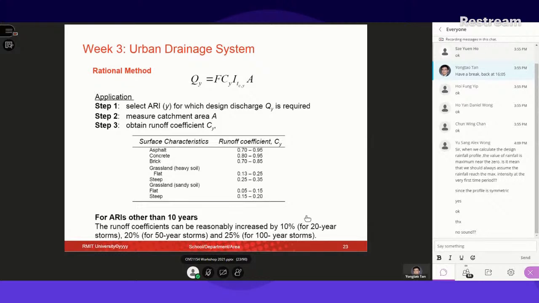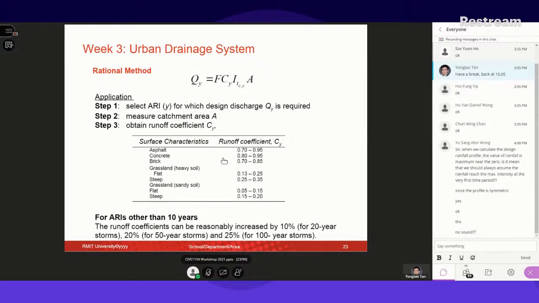For the ARI selections, normally for the urban drainage pipe design could take 2 to 5 years. If the downtown area of the city is part of the drainage system, normally we take 20 years. But if we have some structures to be protected, for example, the power stations, normally we use 100 years ARI.